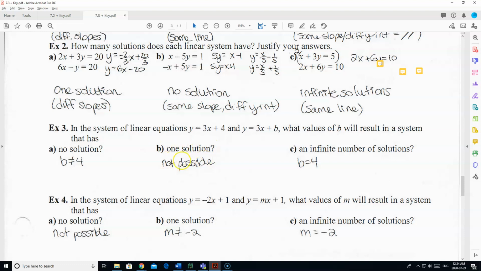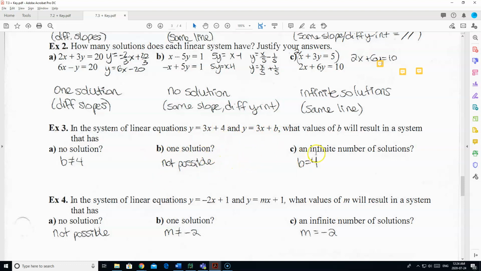Okay, this is not possible. Why is it not possible? Remember, for one solution, they need to have different slopes. Okay, we're already running into a barrier there. In the equations, they have the same slope, so it doesn't matter what we put for b, they're always going to have the same slope. So it's not possible to have only one solution here.